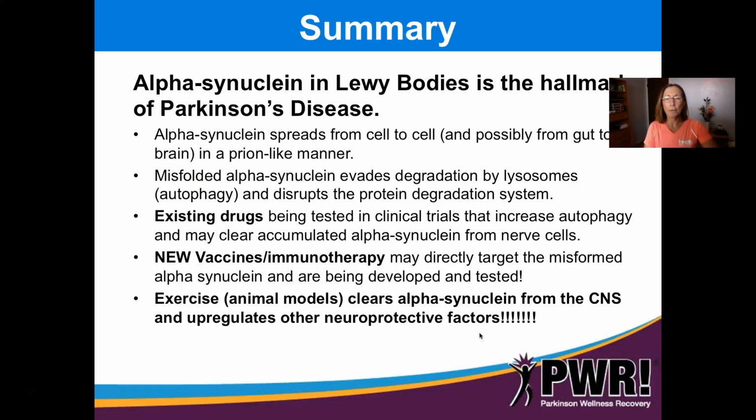So to summarize, alpha-synuclein in Lewy bodies is the hallmark of Parkinson's disease, but now we know it may spread from cell to cell, possibly from gut to brain. It's a misfolded protein, and it's somehow not getting disposed of because this garbage disposal system is not operating efficiently. There are drugs being tested in clinical trials that increase the clearance and keep it from accumulating in the nerve cells. There are vaccines and immunotherapies that may target the misfolded alpha-synuclein and get rid of it. And then exercise may clear alpha-synuclein, and also exercise upregulates other neuroprotective factors, like the neurotrophic factors, which may help these cells continue to operate better. It kind of provides a background for neural health, for brain health.